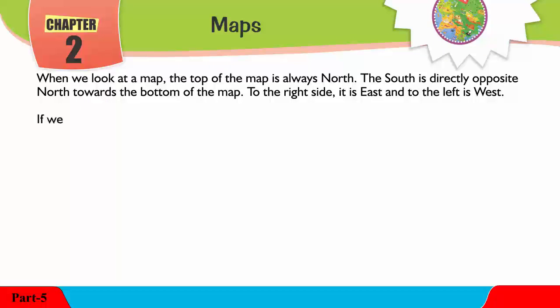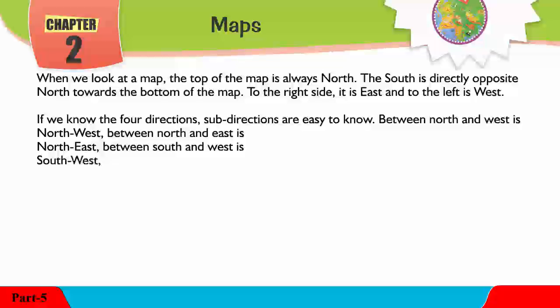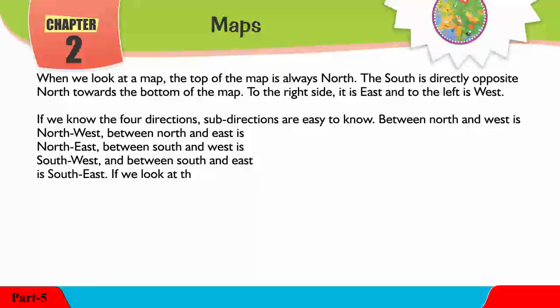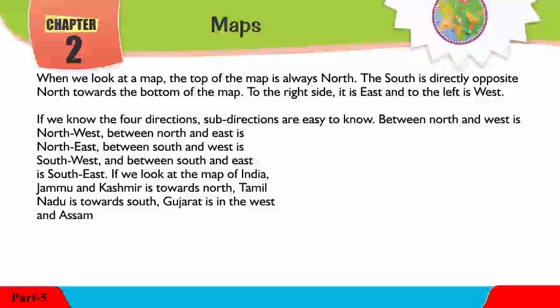Map directions and sub-directions. If we know the 4 directions, sub-directions are easy to know. Between north and west is northwest. Between north and east is northeast. Between south and west is southwest. And between south and east is southeast. If we look at the map of India, Jammu and Kashmir is towards north. Tamil Nadu is towards south. Gujarat is in the west. And Assam and Nagaland are towards east.